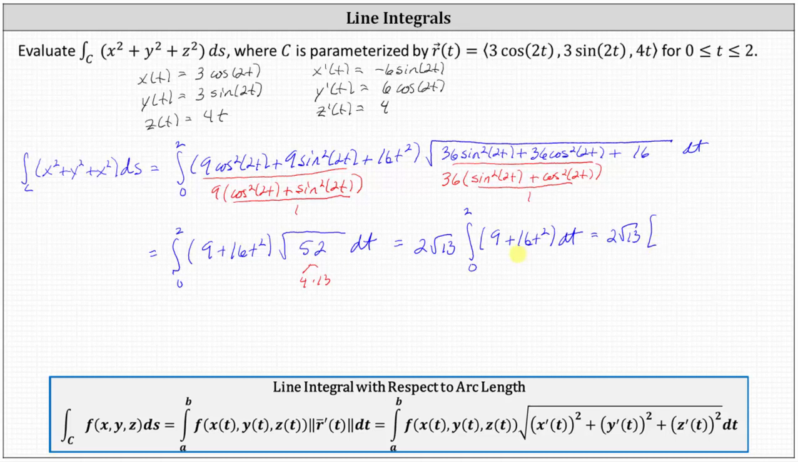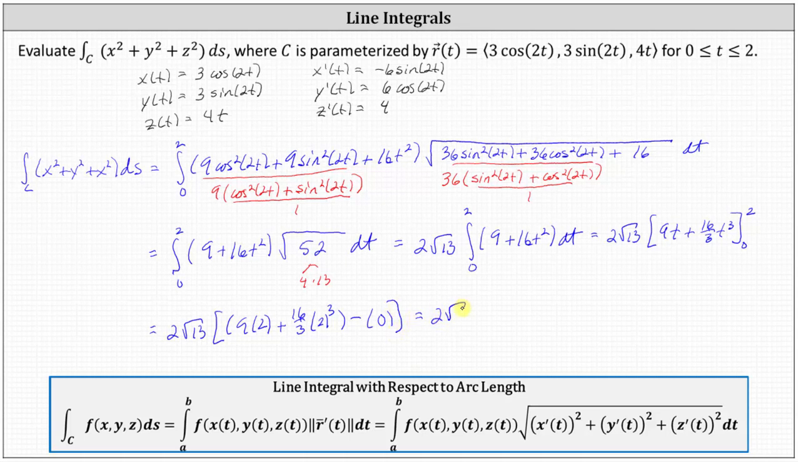Integrating 9 plus 16t squared with respect to t, we have 9t, and then plus 16 times t cubed divided by 3, or 16 thirds t cubed. And now we determine big F of 2 minus big F of 0. When t is 2, we have 9 times 2 plus 16/3 times 2 cubed. And when t is 0, we have 0.